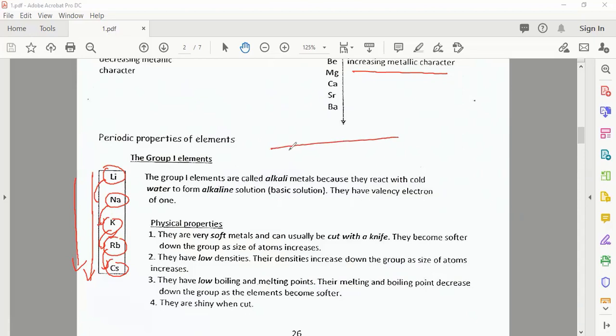Again, when you talk about metals in a period, for example, here you have lithium, here you have beryllium, here you have, let's say, aluminium. So if you go to this side, metal reactivity decreases in a period. But if you go down in one group, metal reactivity increases. Any confusion?